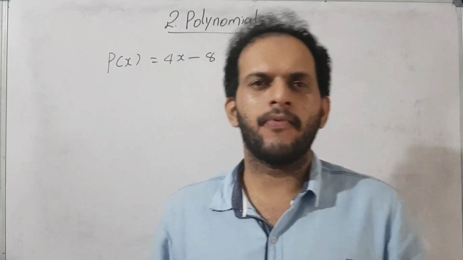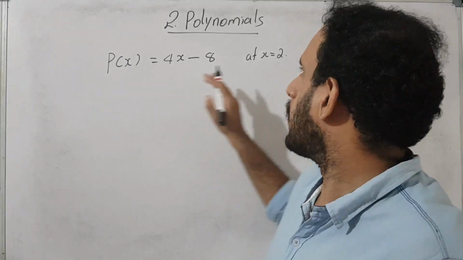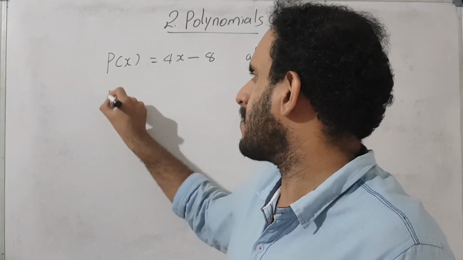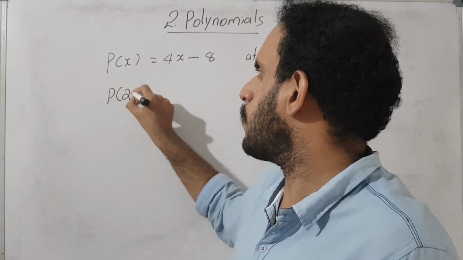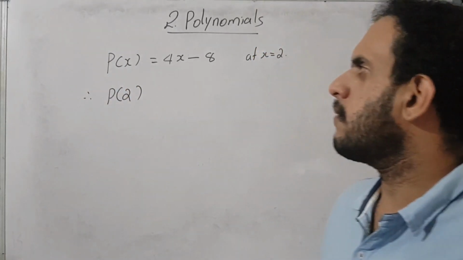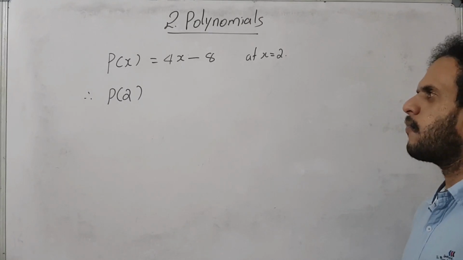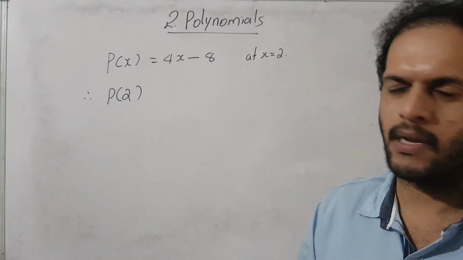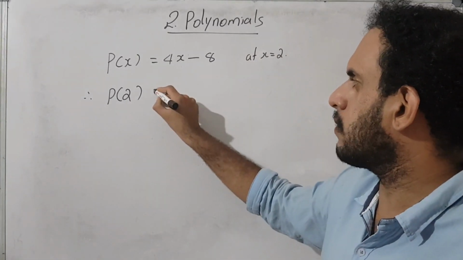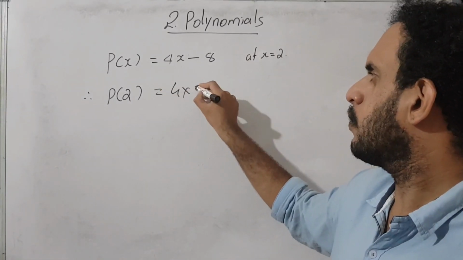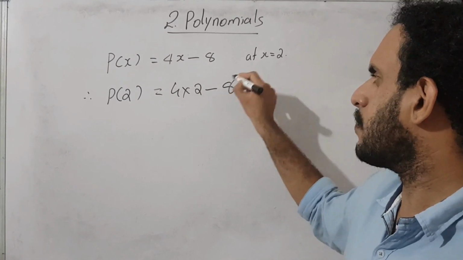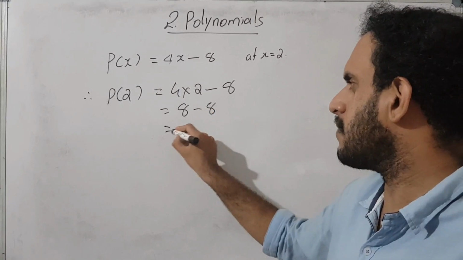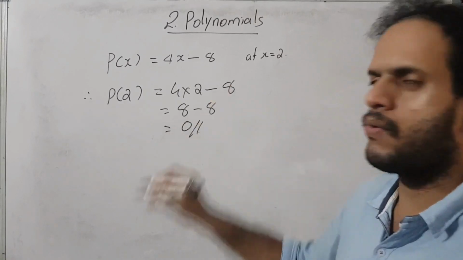In this example, if we are finding the value of p of x at x is equal to 2, then how do we do the work? We substitute x is equal to 2, correct? Then p of 2 is equal to, how do we find the value of p of x is equal to 4x minus 8? Instead of x, we substitute x is equal to 2, correct? So, therefore, p of 2 is equal to 4 into 2 minus 8. 4 into 2 is 8. 8 minus 8. What is 8 minus 8? 8 minus 8 is equal to 0.